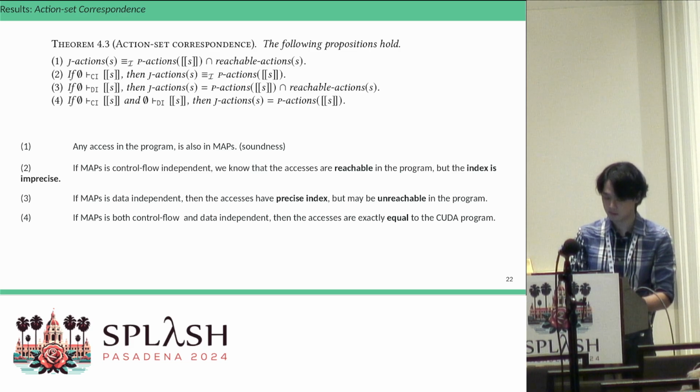The second one is that if the memory access protocol is control flow independent, then we know that all the accesses are reachable in the program, but the indexes may be imprecise. The third one is that if the memory access protocol is data independent, then the accesses are precise. The indexes are precise, but it may be unreachable in the actual CUDA program. And finally, if the MAP is both control flow and data independent, then all the accesses in the MAP are also in the CUDA program.